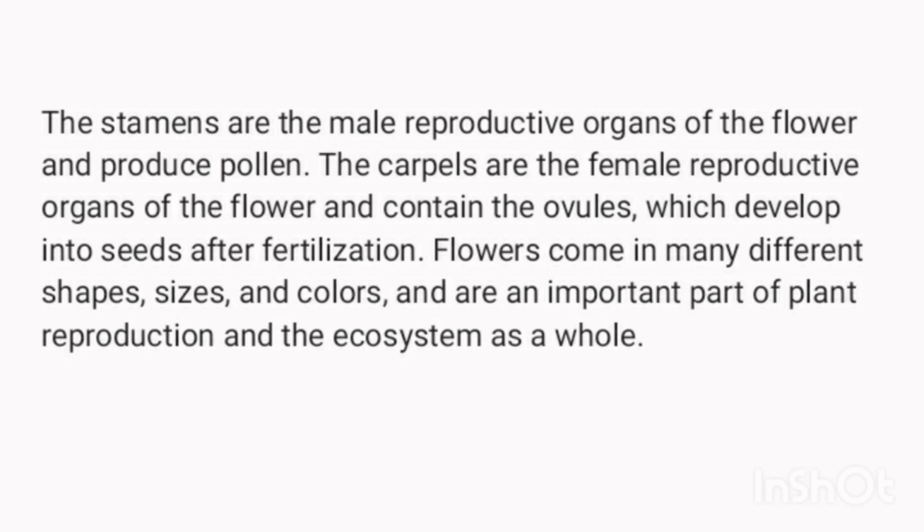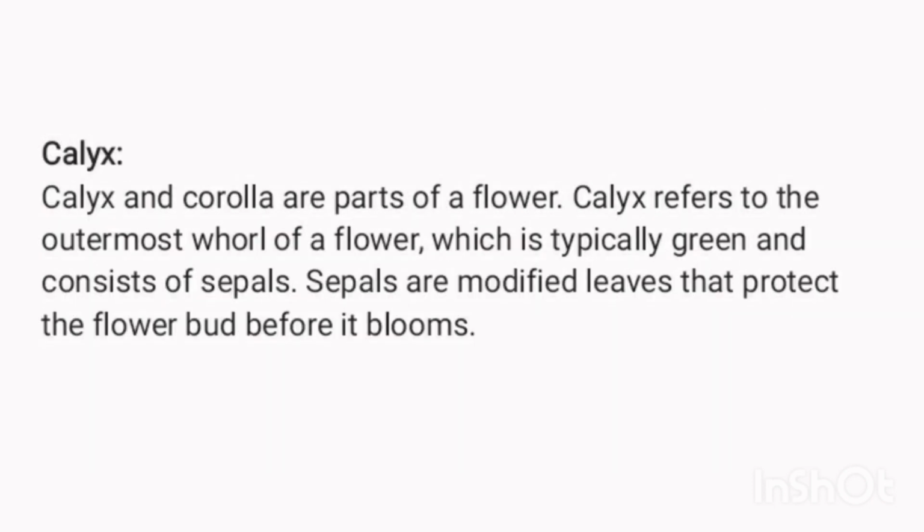The carpels are the female reproductive organs of the flower and contain the ovules, which develop into seeds after fertilization. Flowers come in many different shapes, sizes, and colors, and are an important part of plant reproduction and the ecosystem as a whole. Calyx. Calyx and corolla are parts of a flower.